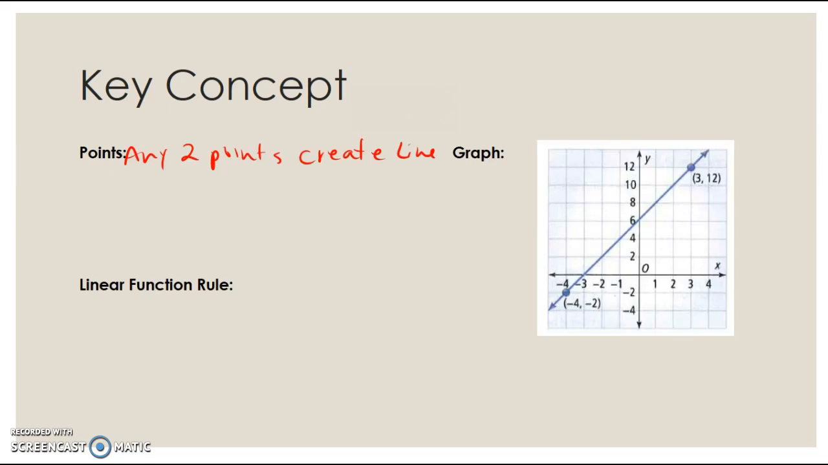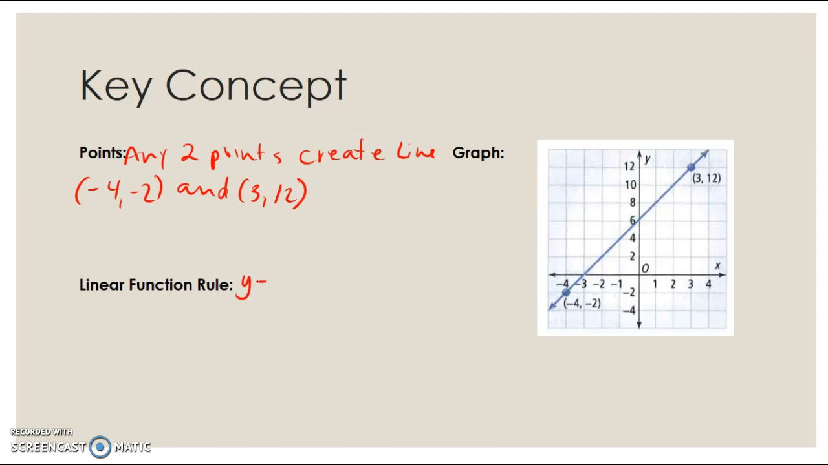So we're going to be working with the following points. Oh, there they are. We're going to work with the points -4, -2, and 3, 12. So here are 2 points. I can graph them, and from that graph I can grab information. I can use the 2 points and write my linear function rule.